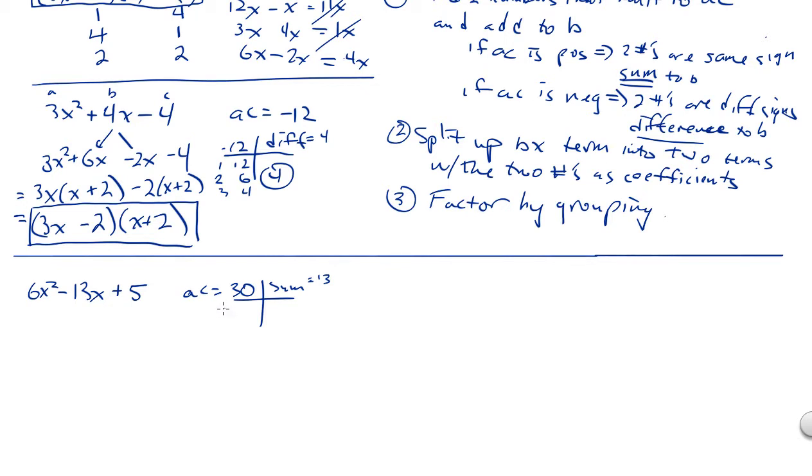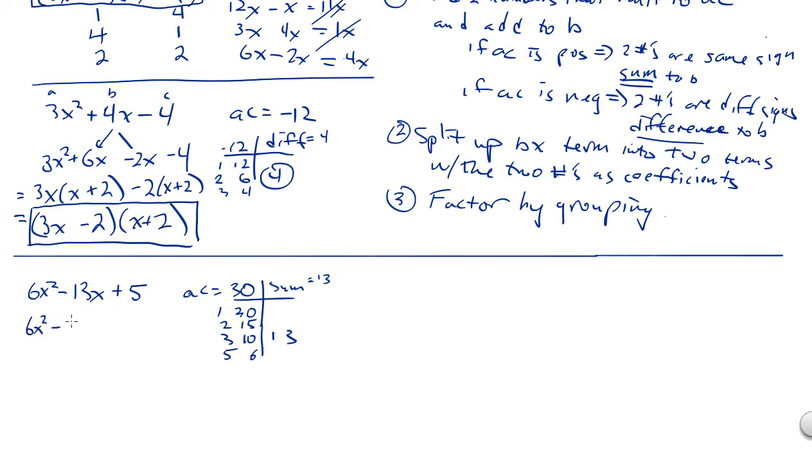If you see it already, great. Otherwise, you'll have to go through 1 and 30, 2 and 15, 3 and 10, 5 and 6, etc. But there's 3 and 10. That's what we want. So now that means it's negative 3x and negative 10x that we will split this into.